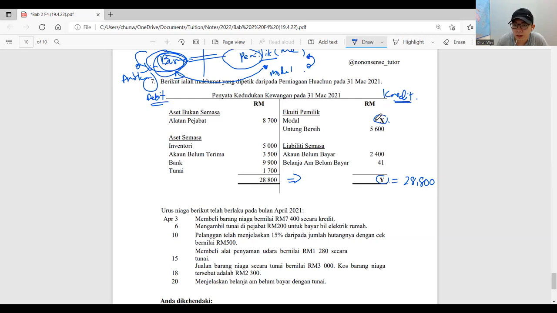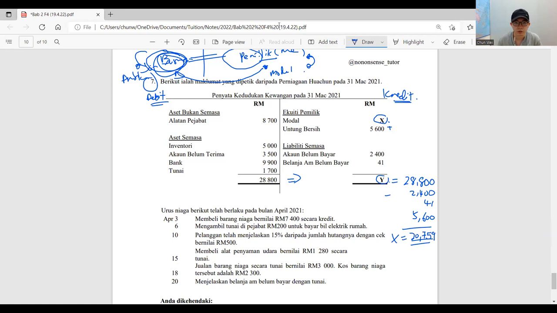Okay, then what about X? Very simple. If you want to get X, you just have to use this jumlah, because normally we use X plus 56,000, we will add up everything here and then get our jumlah, right? So since now X is unknown and we really know our jumlah, so you just use 28,800 minus 2,400 minus 41 minus 5,600, and then you get your X, your modal. That's right. So X should be 28,800 minus 2,400 minus 41 minus 5,600. You get 20,759 ringgit. Good. So now, so simple, you get X and Y.